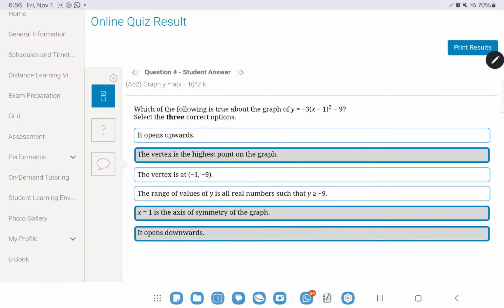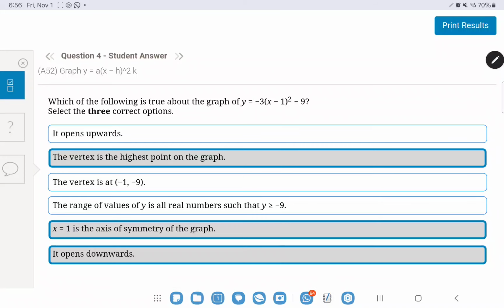Okay, this is enlarged a bit. So let's see what the question's asking. The question says, which of the following is true about the graph of y equals -3? Now we know it's opening downwards since this is negative. X minus 1, so we know our line of symmetry is whatever makes this 0. So our axis of symmetry, AOS, I'm just gonna write AOS, equals 1, and our vertex is 1 and -9, which is here.